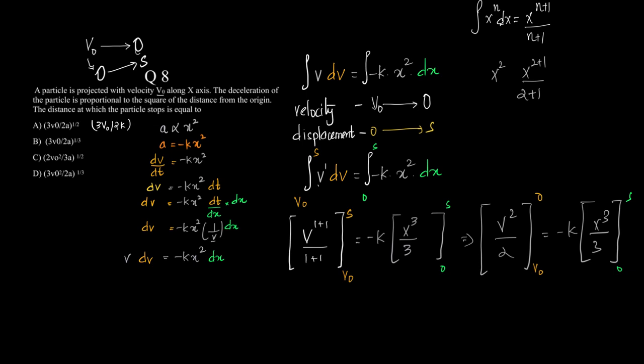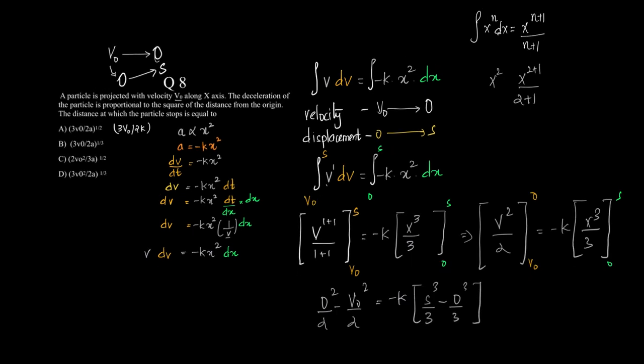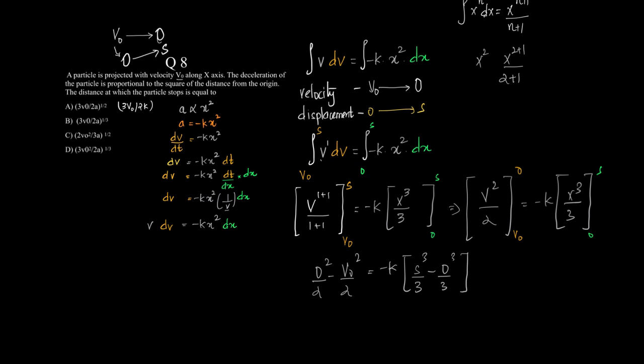Now, what happens when you apply the limit? What we get is upper limit minus lower limit. So it becomes 0 square by 2 minus v0 square by 2 is equal to minus k into s cube by 3 minus 0 cube by 3, which further becomes minus v0 square by 2 is equal to minus k into s cube by 3.